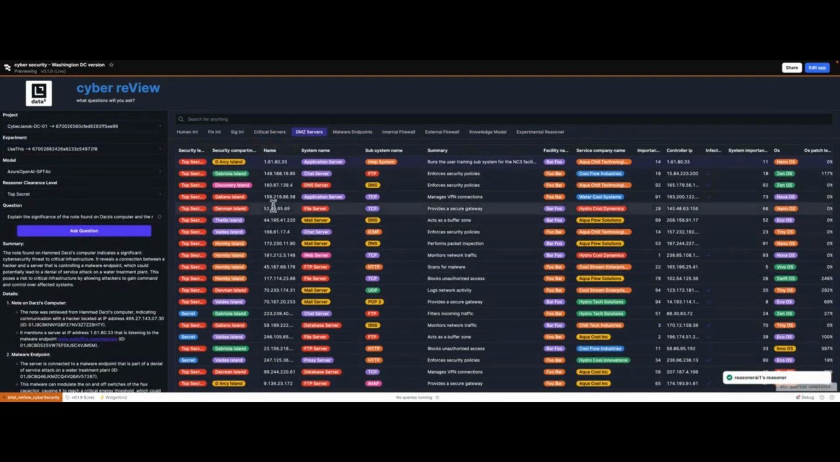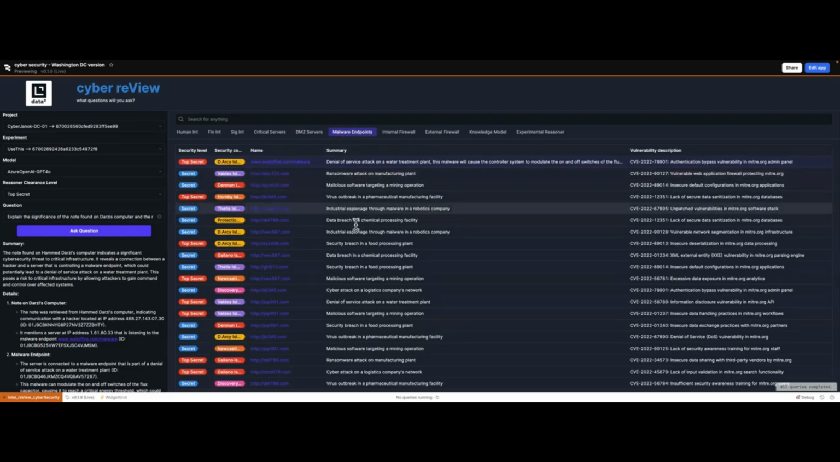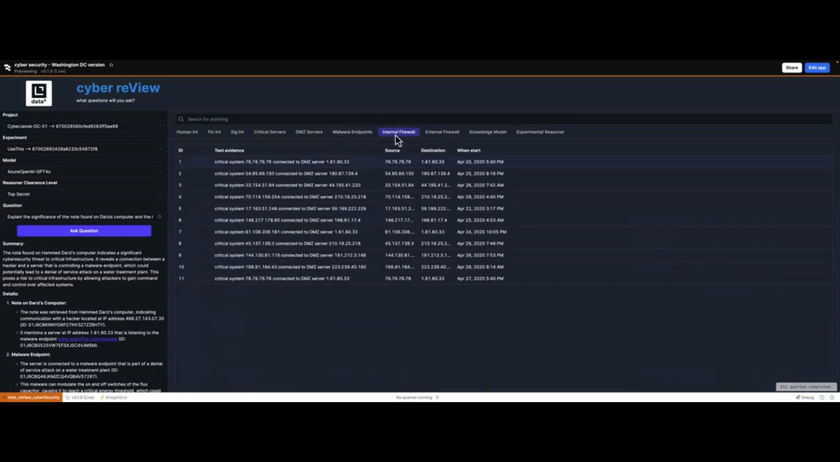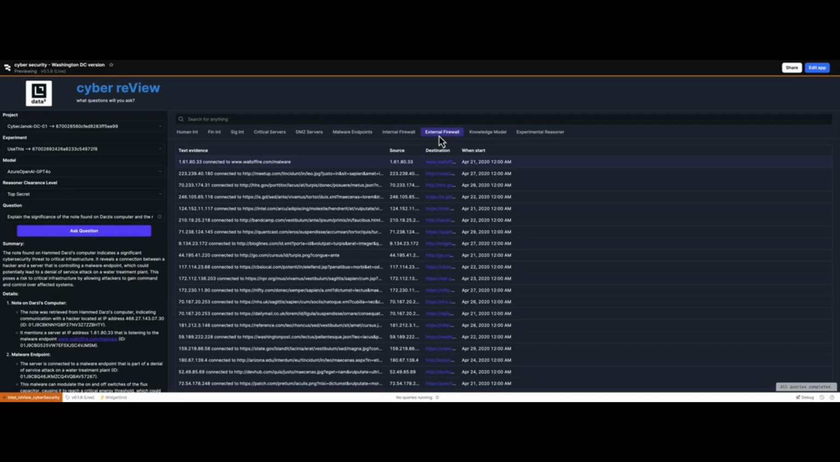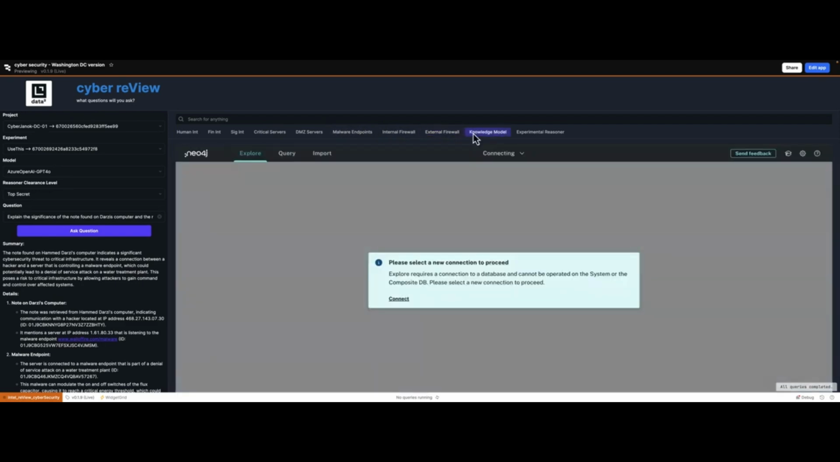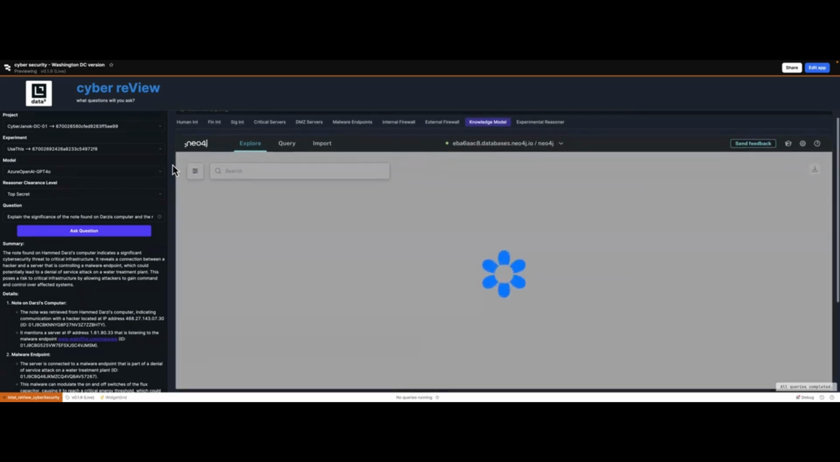Okay, our answer came back on the left here. I'll just finish the walkthrough of the screen on the right first. And here's all the DMZ servers. So these are the servers that sit in the demilitarized zone that are talking internally and externally. Malware endpoints, this would be a list of known malware endpoints and their level of security clearance as well. Some may be more secure than others. And then we connect these malware endpoints back to its vulnerabilities. So here's really the malware story. Then we have an internal firewall log, an external firewall log, a knowledge model, and I'll show you what the knowledge model looks like. This is where we're actually looking at the structure for the first time of the graph that we're reasoning over.